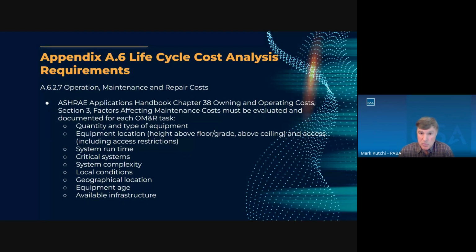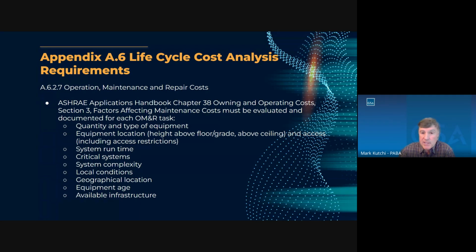In addition to the operation and maintenance manuals, which identify the task and frequency, ASHRAE Applications Handbook, Chapter 38, Owning and Operating Costs, Section 3, contains factors that affect maintenance cost. And each one of these factors should be evaluated as part of the cost for the O&M task and frequency. So the quantity and type of equipment will affect the maintenance cost.